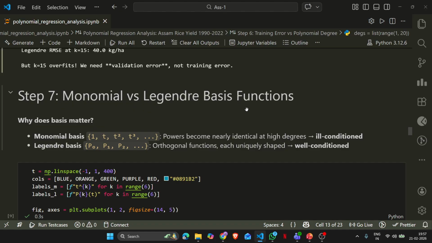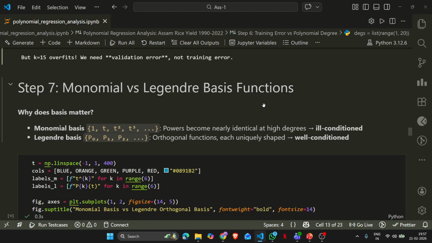basis functions, that is monomial versus Legendre. So monomial is nothing but using the powers of the input data point, that is 1, t, t square, t cube, etc.